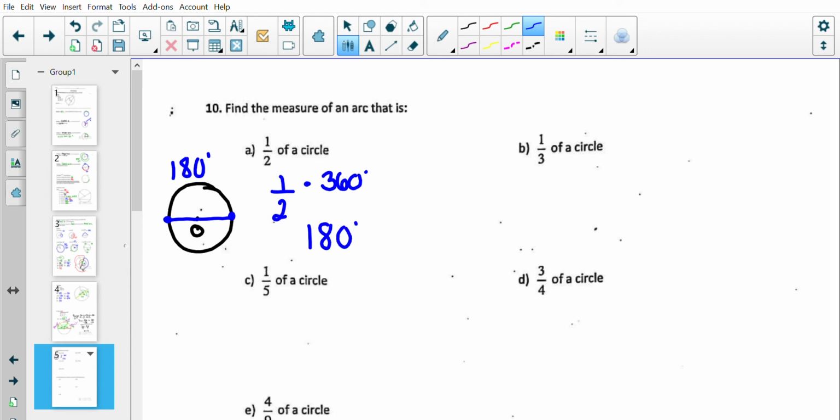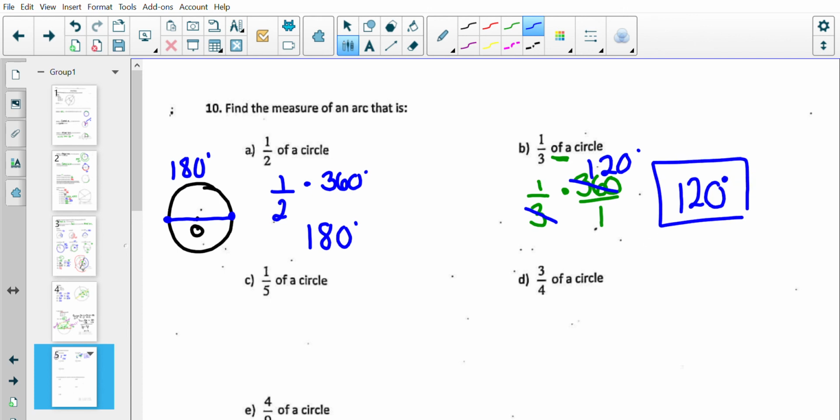So now we want to think of the measure of an arc that's 1/3 of the circle. So we could translate this exactly from words into symbols. 1/3 of. What mathematical operation goes with the word of? Multiplication goes with the word of, and a circle is 360 degrees. Now remember, when you're multiplying fractions, something we're allowed to do is cross cancel. So 3 goes into 360 120 times. So we're at 120 degrees is 1/3 of the circle.